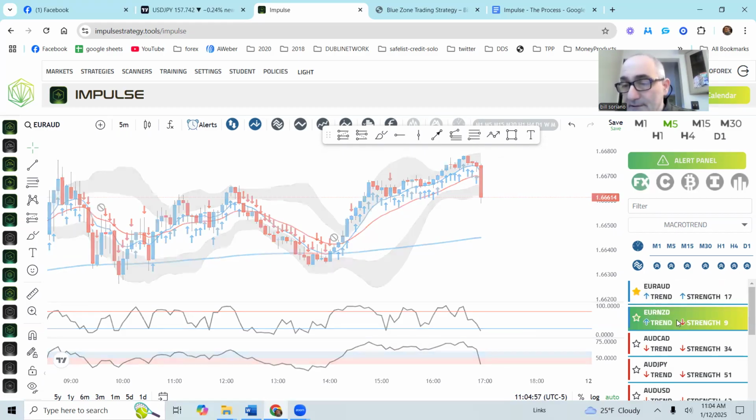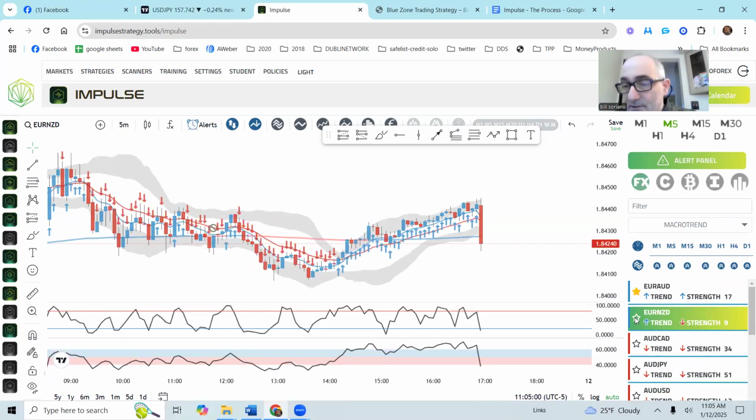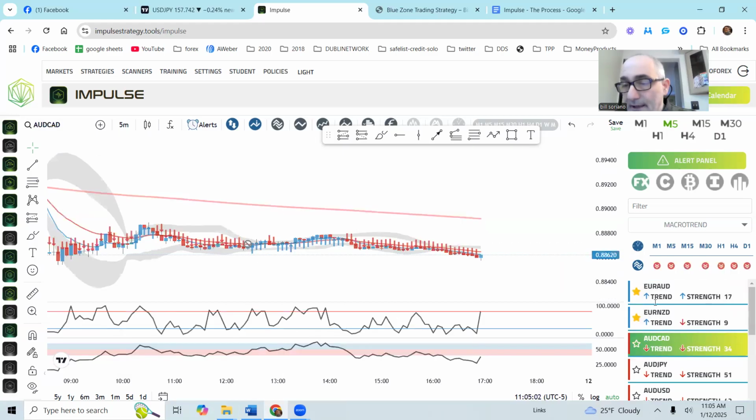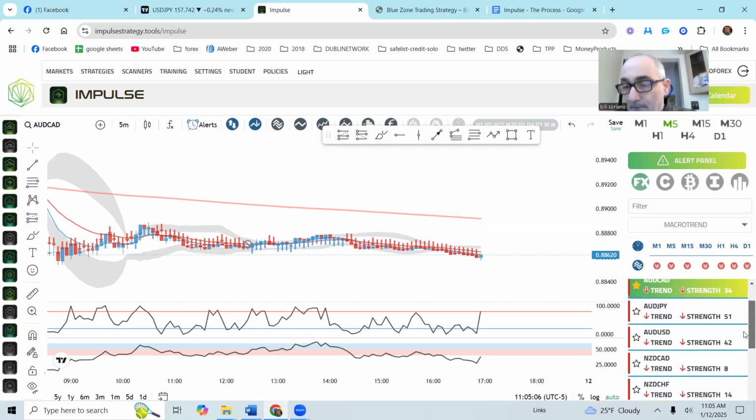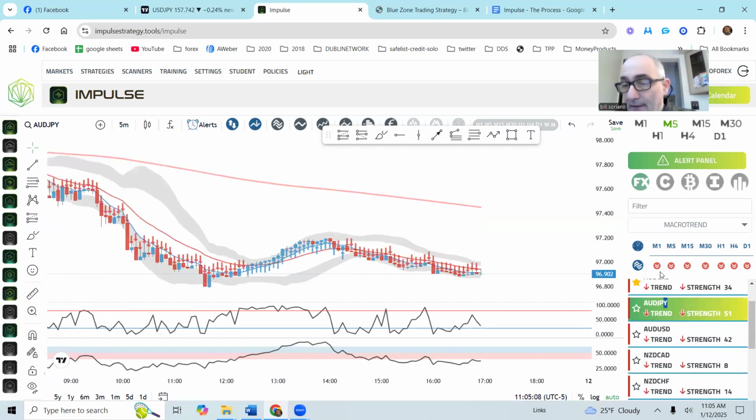So then we go down to the next one. We see that that's all bullish. Then we go to OddCAD. We see OddCAD is all bearish, right? Then we go to AUDJPY. That is all bearish. Again, right now it's Sunday morning, so the market's not open.